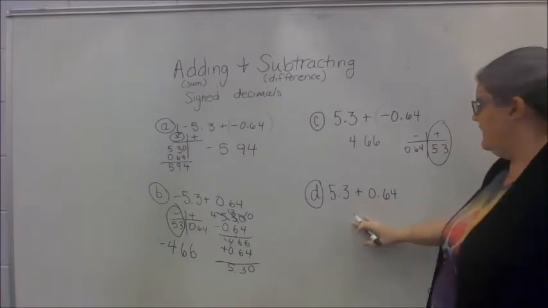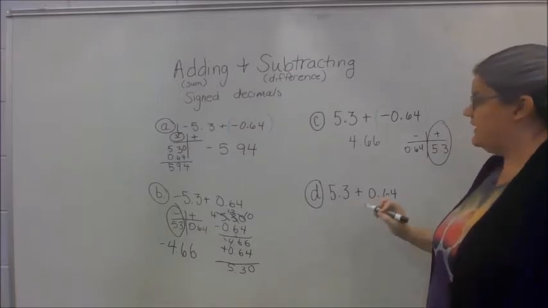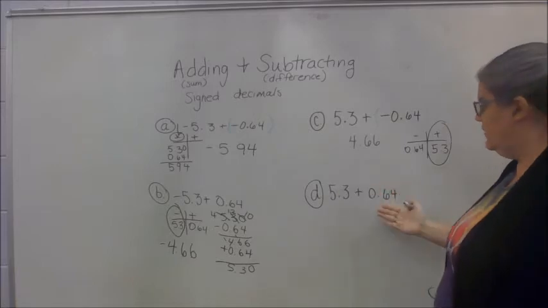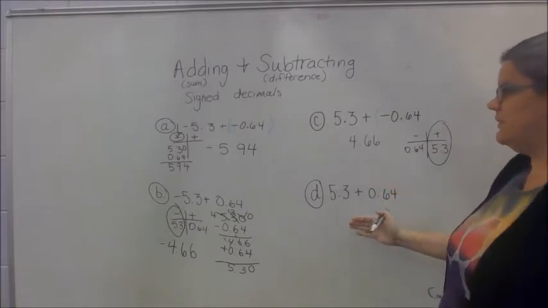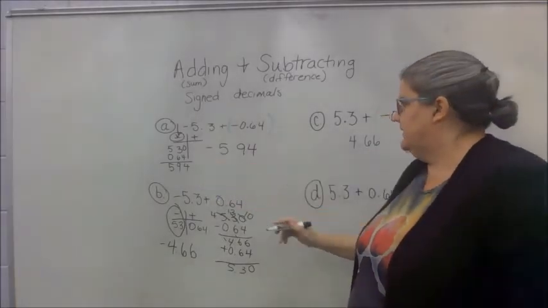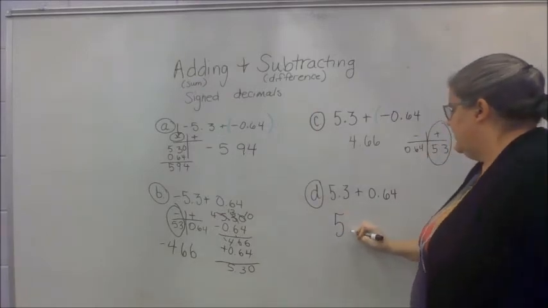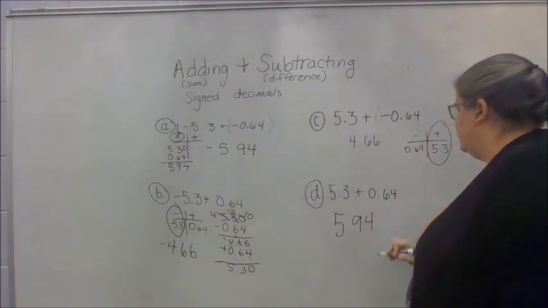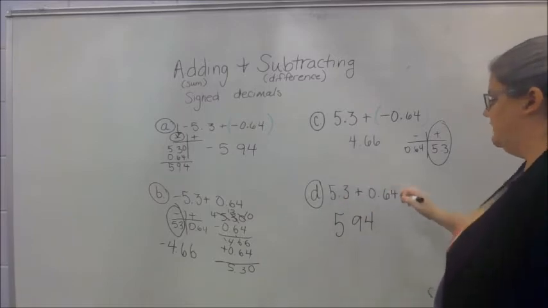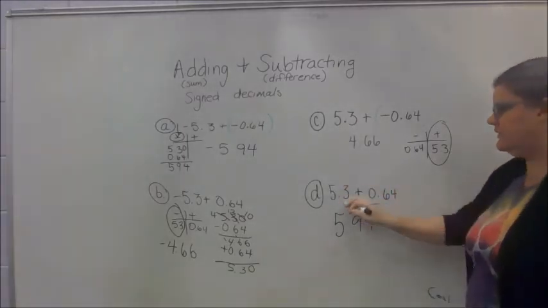So here, I'm just going to add like normal. And again, I'm not going to repeat the addition because I'm still going to get this 5 94/100. And in this case, since both of the addends are positive, we know that the sum just gets to stay positive.